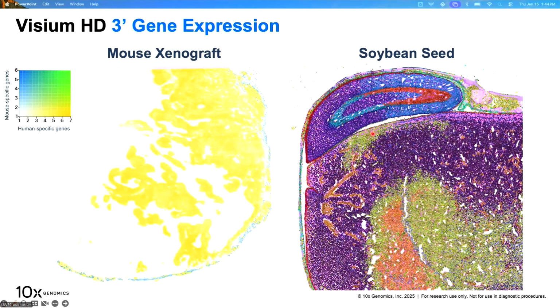This week I was in Ann Arbor. I talked to a customer who just ran maize leaves on 3', and again, the data looks fantastic. So this is one of the spatial platforms we have.